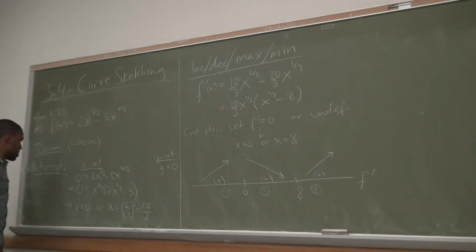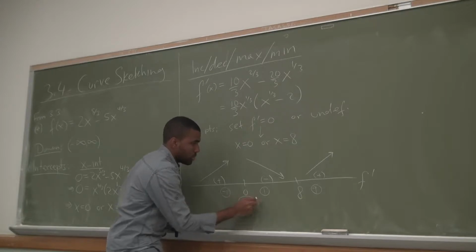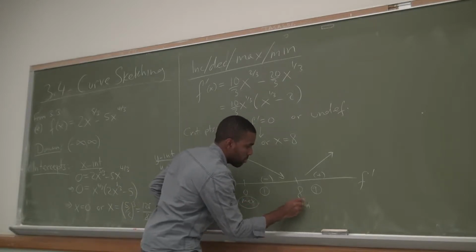Do we have maximums or minimums? Yes. Relative max at 0 and relative minimum at 8. So there's a maximum here, and there's a minimum here.